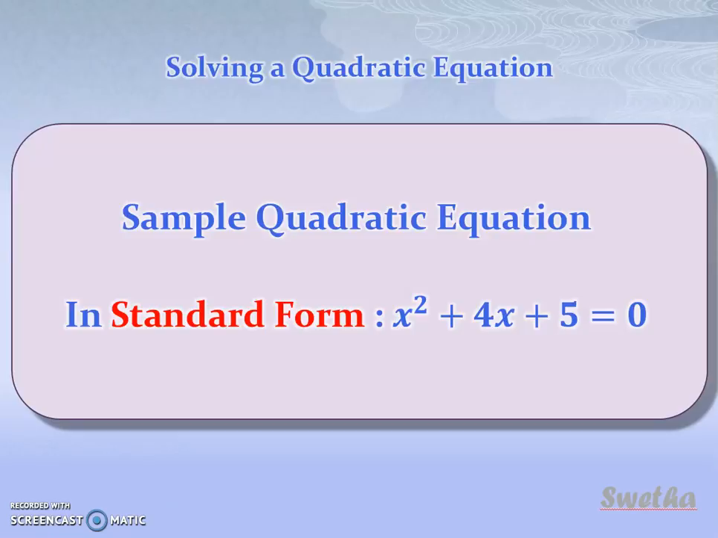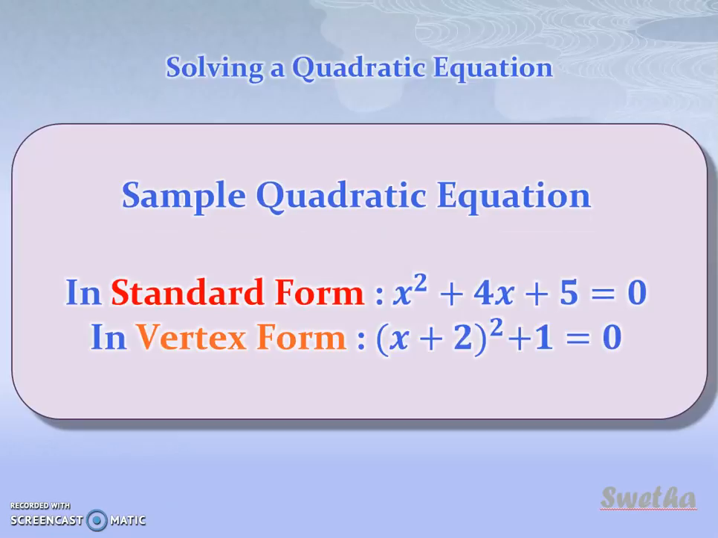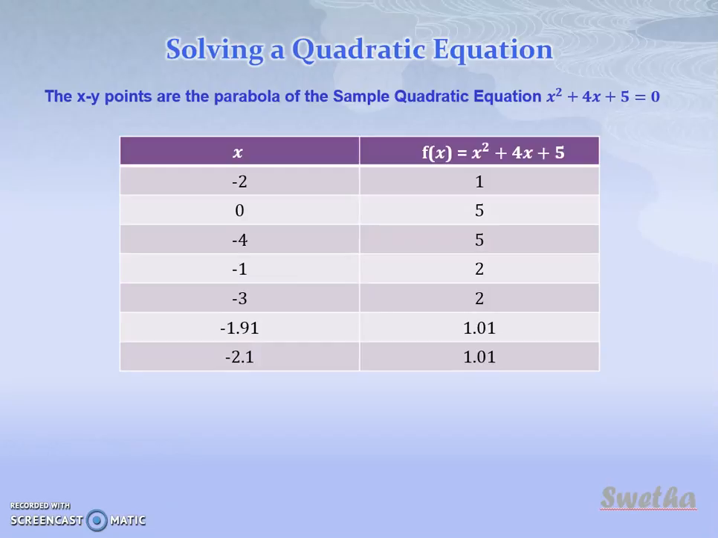As I said before, ax squared plus bx plus c is equal to 0 is the standard form. And for the vertex form, it is (x plus 2) squared plus 1 is equal to 0. From this, we can see that negative 2 and 1 is the ordered pair for the vertex of the quadratic equation in the parabola.